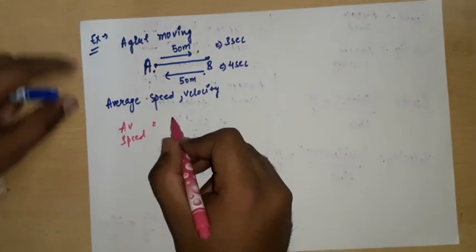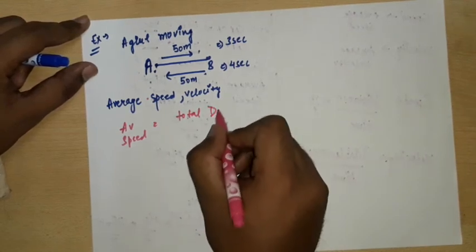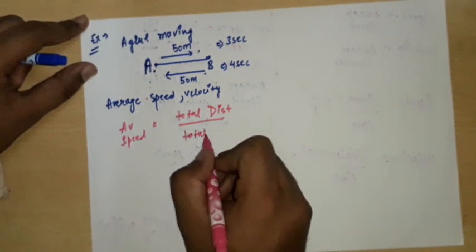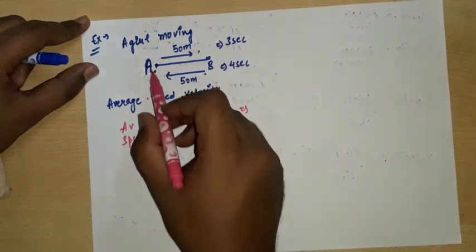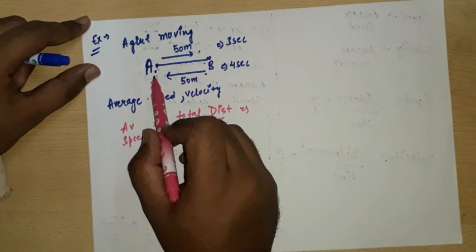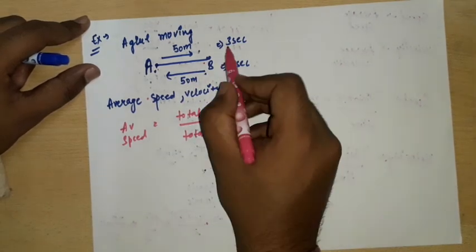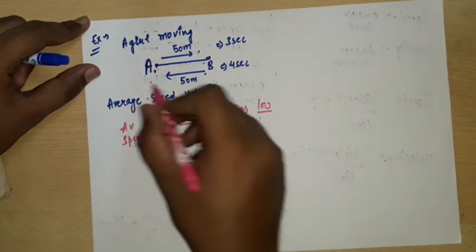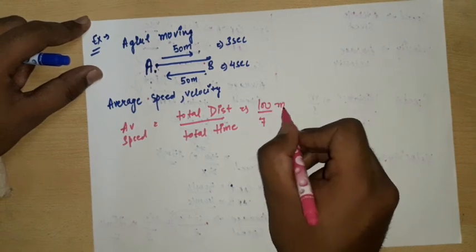Now average speed and average velocity. To find out average speed, we should have total distance upon total time, right? So she covered 50 meters from point A to B and then again goes back from B to A. So total distance is 100 meters. And total time taken: when she goes from A to B, she took 3 seconds, and while coming back she took 4 seconds, total 7. So this is her average speed.